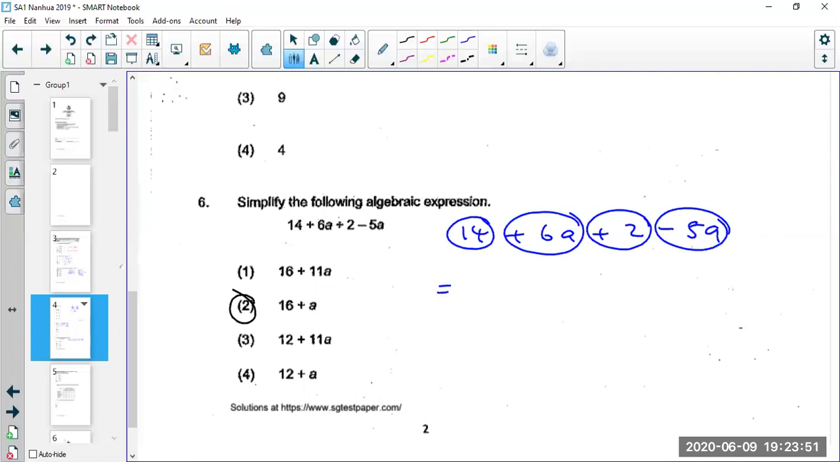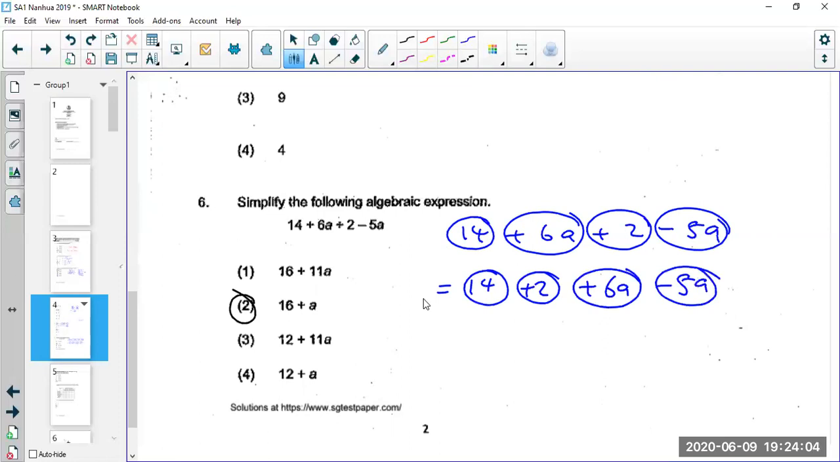Like for example, the whole numbers. Right, the whole numbers, you can put them together. The whole numbers, 14 and plus 2, you put them together. Then plus 6a, you put together with minus 5a. So you put them together. Then what do you get? You will get 16 plus 6a minus 5a will be how many? That will be 1a. Right, 1a. So 16 plus a, which is the answer.